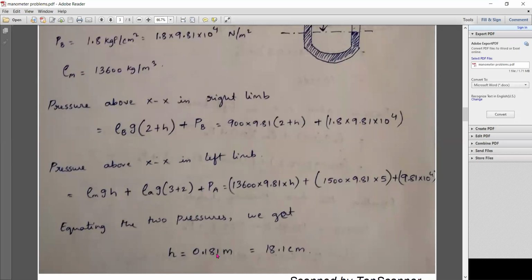Anybody who got this answer? 0.181 meter. Nobody.